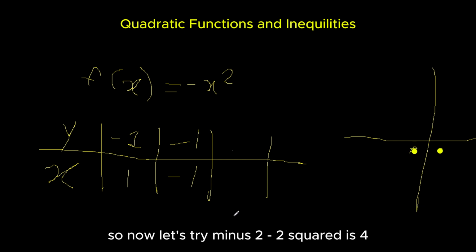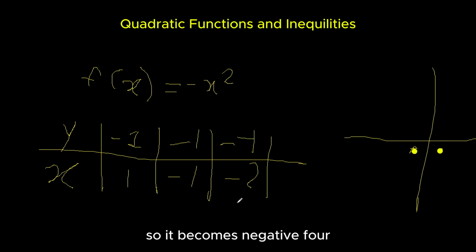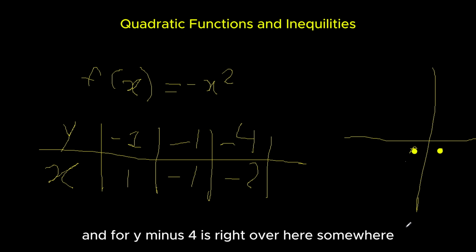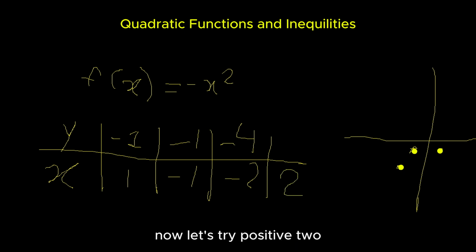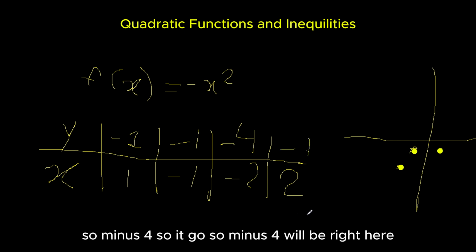Okay, so now let's try minus 2. Minus 2 squared is positive 4 and positive 4 times minus is minus 4, so it becomes negative 4. So minus 2 for x is right over here somewhere, and for y minus 4 is right over here somewhere. Okay, now let's try positive 2. 2 squared is 4 and 4 times minus is minus 4. So minus 4 will be right here.